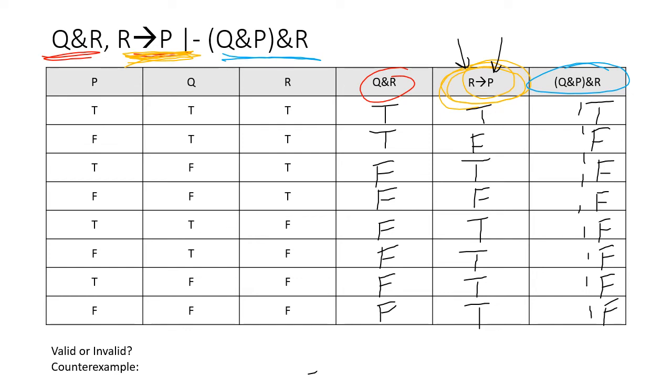And looking for where the premises are all true. Got true premises here, and that looks like it's about it. And in that one situation, our conclusion is also true. So this one is valid. And we do not need a counterexample because it's valid.